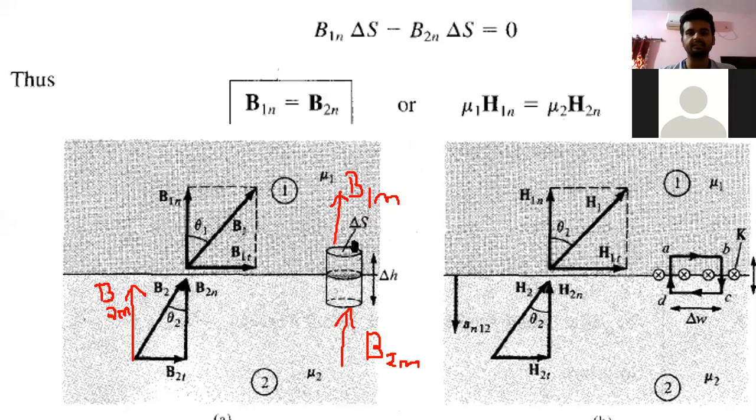So let us see this surface first. From this surface, B1n is coming out. That means the normal component of the magnetic field B1 is coming out of this surface delta S, that is, from the top surface. But from the bottom surface, it is going inwards. That means the normal component of the magnetic flux density is entering the surface. So the directions are opposite.